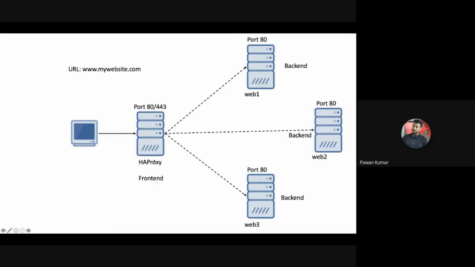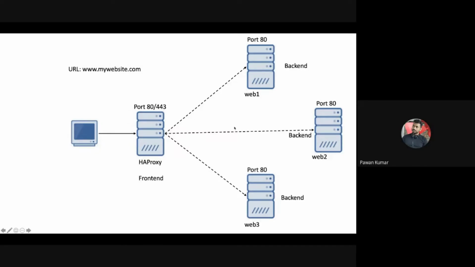Okay, let's say four traffic arrived at HAProxy, and at the same time web 2 was down. So web 2 is down. In that case, it will send all four traffic to web 1. Okay, so let's say after sending four traffic, this web 2 came up. So it's powered on now.